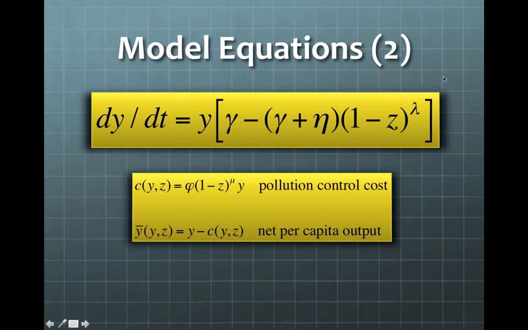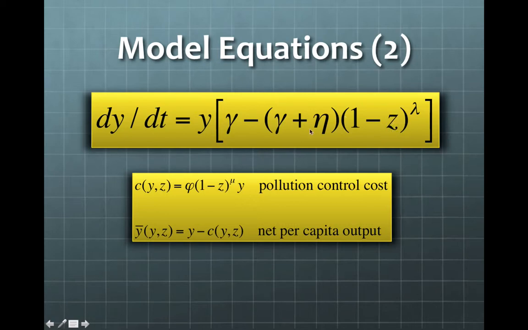Let's take a look at the equations for the next stock. The next stock is Y. Y is the production, the per capita output. And again, the time rate of change of per capita output is driven by the capital output, Y itself, and then a function here. The function has several parameters, but it's essentially a function that is tied directly to the availability of natural capital Z.